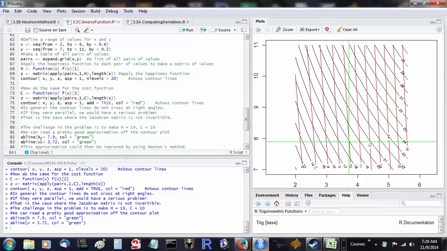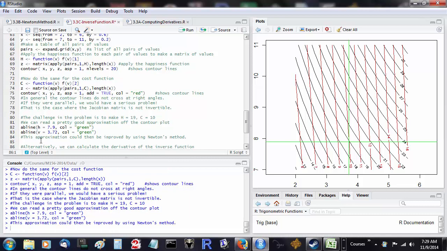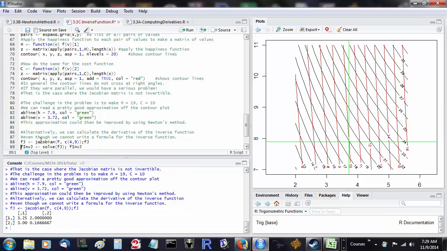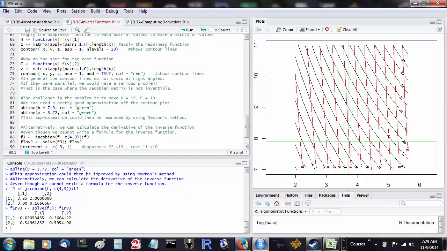Having got this good an approximation, you could improve it further by using Newton's method. But here's an alternative. We say, while we don't have a formula for the inverse function that converts happiness and cost into the components x and y of our benefit package, we can still compute its derivative. How do we do it? We calculate the Jacobian for the original function f that converts x and y into happiness and cost. And then, having evaluated that matrix, we invert it using the solve function.